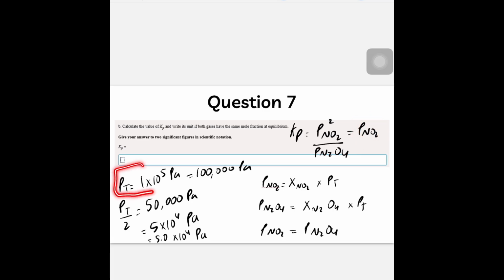Now, since the total pressure is 1 times 10 to the power of 5 Pascal, and we have the same pressure for both gases, if I divide it by 2, it's going to be equal to 50,000 Pascal. So it's 5 times 10 to the power of 4. And since they need two significant figures, I'm going to put 5.0 times 10 to the power of 4. And they asked about the unit. So we have Kp is equal to P of NO2, and the pressure is in Pascal, so the unit is going to be Pascal also.